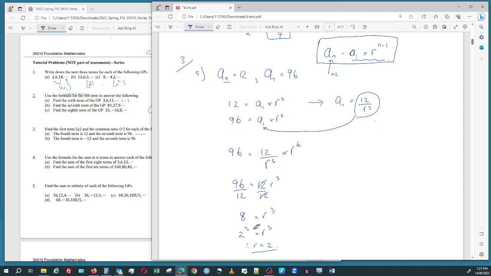R is the number which 3 is raised to. So in this case it's 2. 2 2s are 4, 2 4s are 8. So yes, I'm quite happy with that. I think we've worked that out.